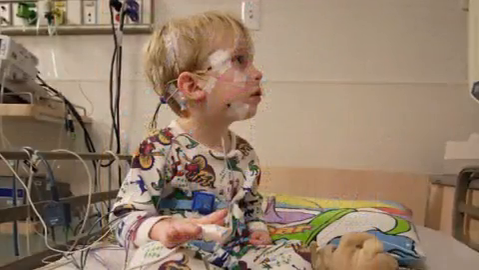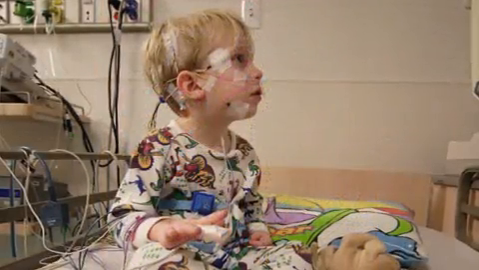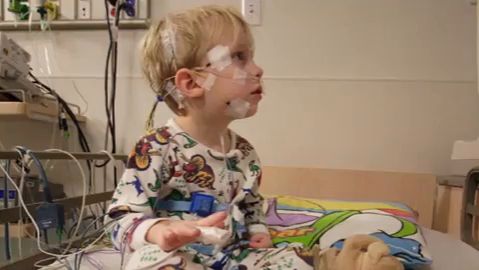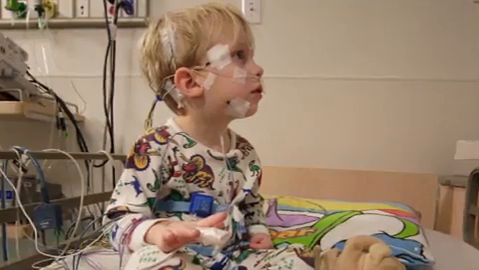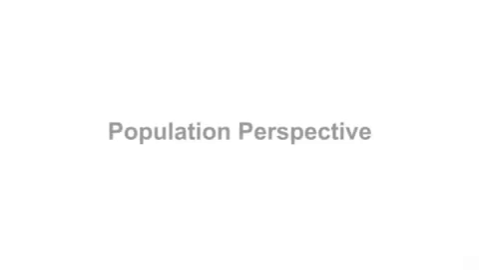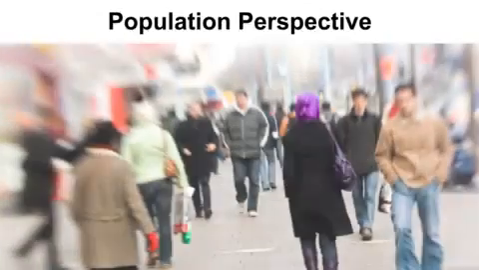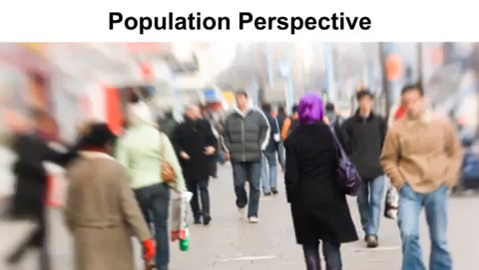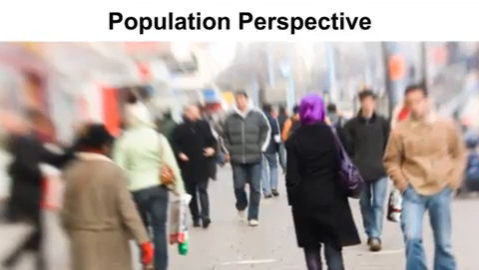Biological parameters, for example, blood pressure, body temperature, lung function, heart rate, and laboratory data from blood or tissue samples are the focus of the biomedical perspective. Now, let's look at the population perspective. The population perspective focuses on social, psychological, and environmental factors that are associated with health outcomes.